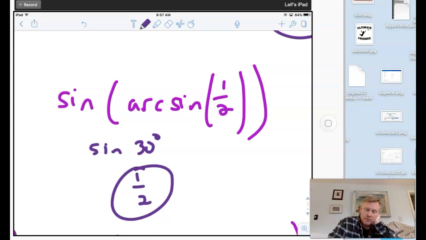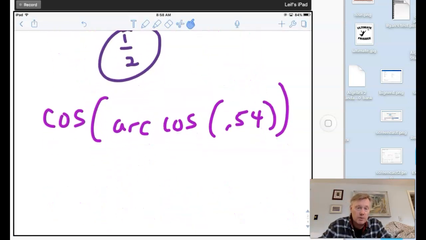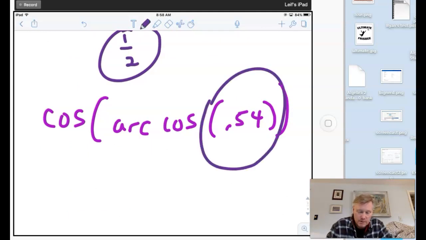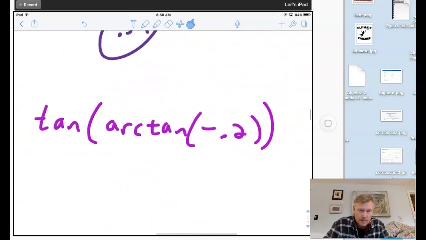So when you have the regular function in front, sine of the arc sine, you end up with whatever you had inside. It's different if it's the arc sine first, but we'll get to that in a minute. So this time, once again, I've got the cosine of the arc cosine, which means whatever this is, that's going to be your answer, which in this case is 0.54. You'd find what the angle is, then take the cosine of it. Those two counteract each other, and you end up where you started. And the same thing for tangent.